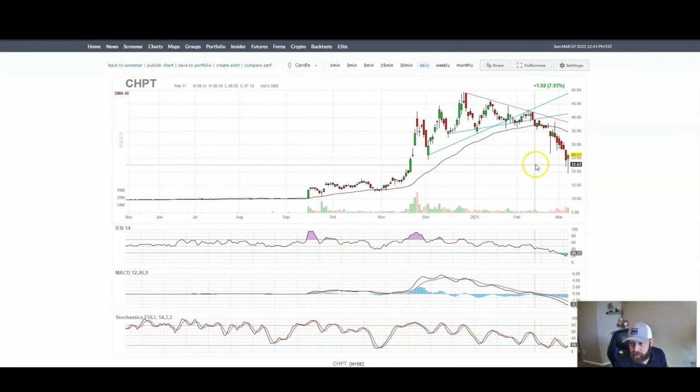Okay, so this one, we got a nice green hammer candlestick right here. RSI is showing a rebound. MACD, signal line kind of starting to flatten out there, but not really, still heading down. We got a cross on the stochastics. We are still oversold.